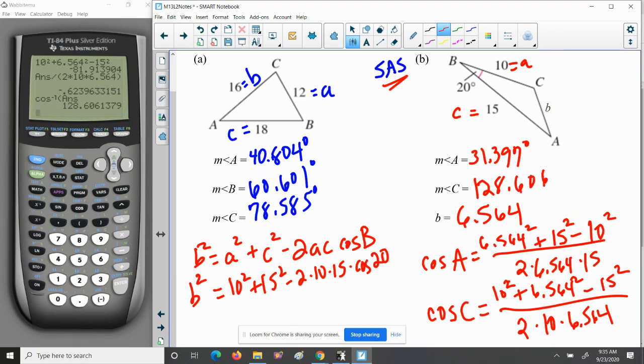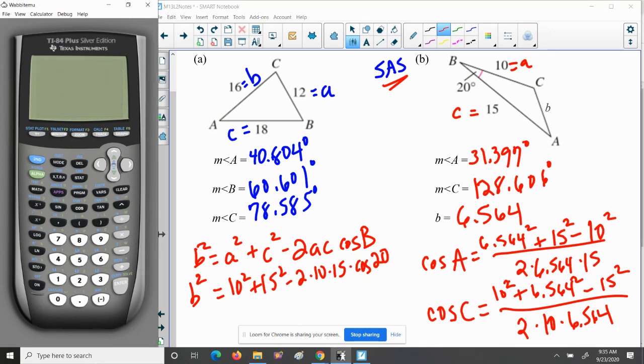All right, so let's take a look. Oh, I forgot my degrees. Now, let's see if this makes sense. Okay, so let's just take a look at our angles. We have 20 degrees. We have 128.606, and we have 31.397. Let's see what we get if we add those up. 180.003, okay, which is pretty darn close to 180.